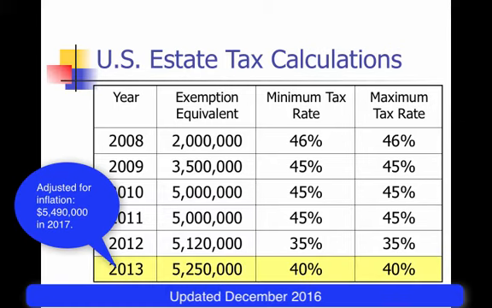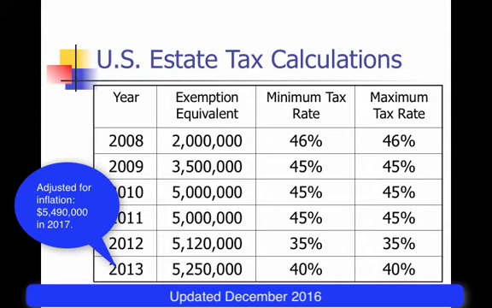this year and gave us a permanent exemption of $5,250,000, and that will be subject to future inflation adjustments. You can see that the rates that apply once you exceed the exemption are substantial. The rate in 2012 was 35%, which was the lowest rate we've had in a very long time. Effective January 1, 2013, however, the rate has been increased so that once your estate exceeds the $5,250,000 exemption, the rate will be 40%.